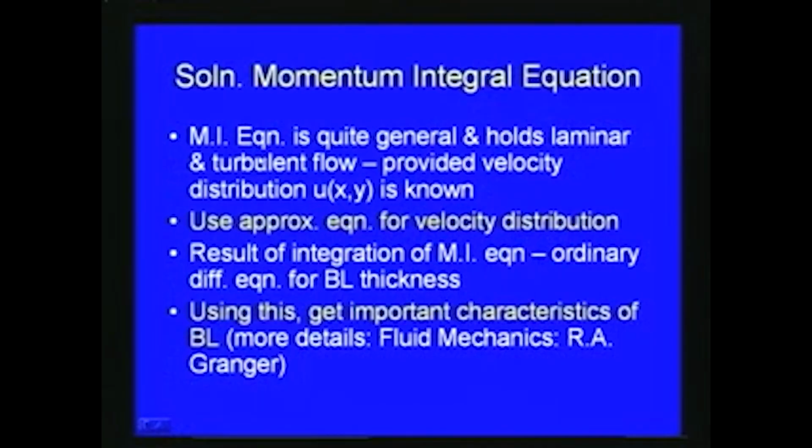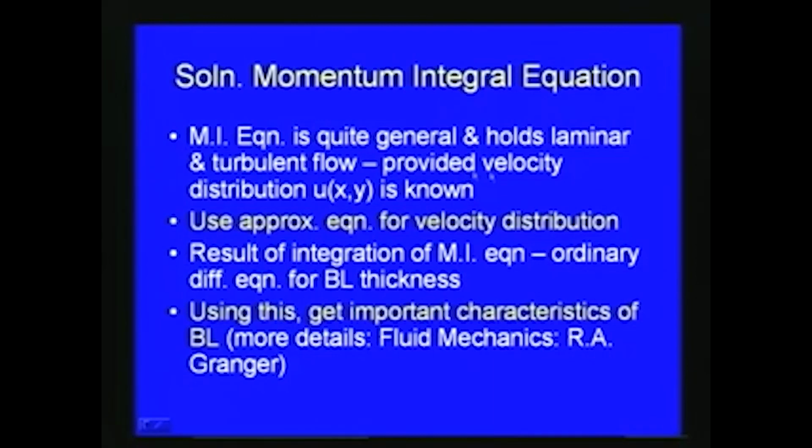So, we have to either put some assumptions, or if we know some measured values of, say, boundary layer thickness or the velocity or the wall shear stress or the displacement thickness, then we can find out the other parameters. If one or two of the parameters are not known, then the remaining parameters can be found. So, the momentum integral equation is quite general and holds for laminar and turbulent flow.